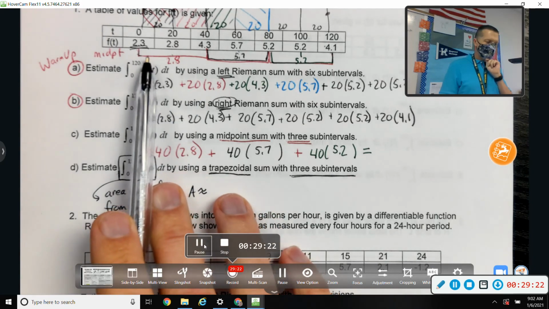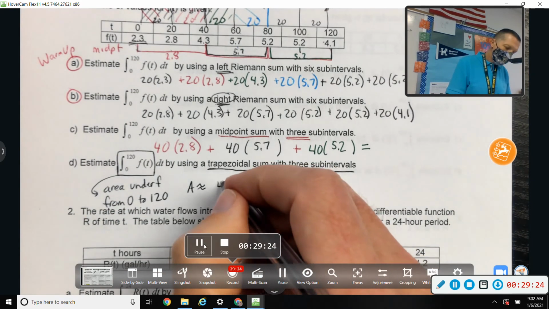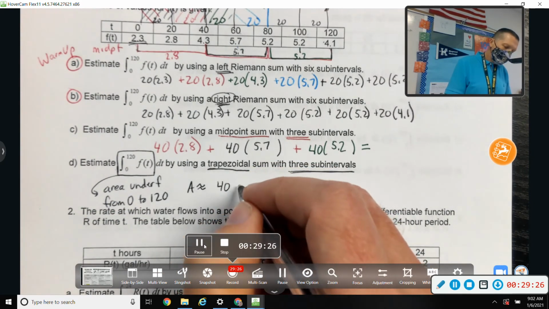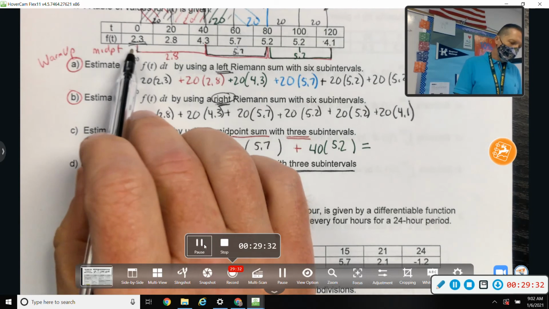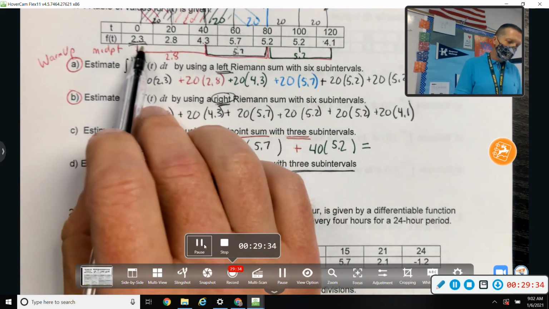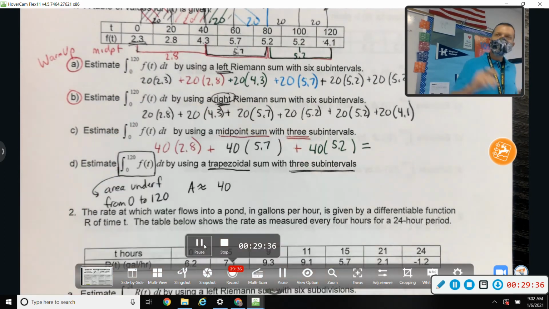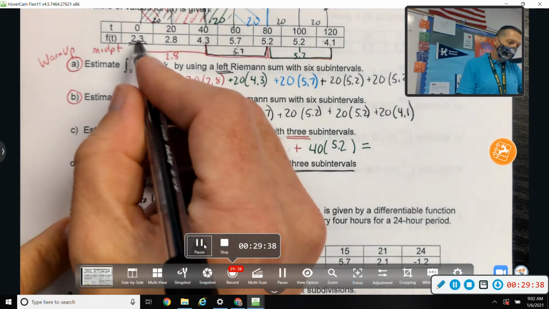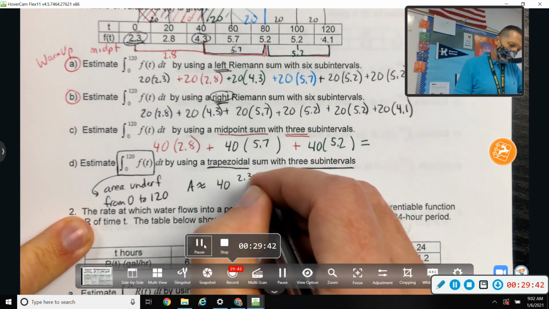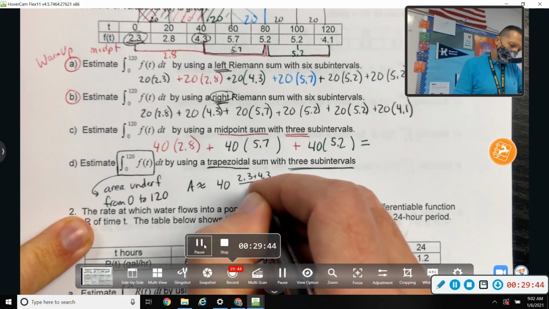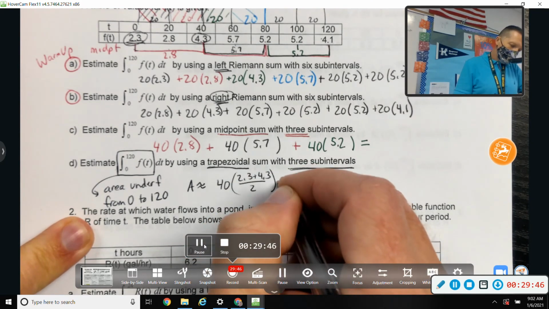40. But then I need to use the average of 2 heights. So which height am I going to use? Yeah, the end heights. I'll take the average of 2.3 and 4.3. That's my first trapezoid.